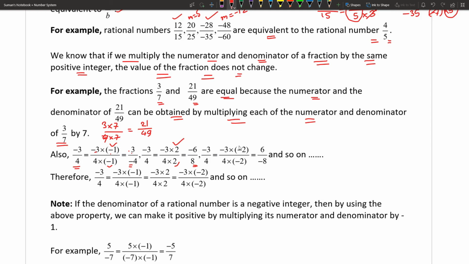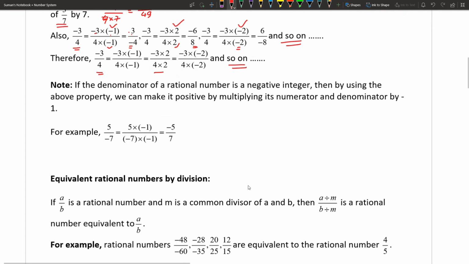Same as, if we multiply both the numerator and denominator by minus 2, we get the equivalent fraction for minus 3 by 4 as 6 by minus 8, and so on. Therefore minus 3 by 4 is equal to minus 3 into minus 1 upon 4 into minus 1, is equal to minus 3 into 2 upon 4 into 2, is equal to minus 3 into minus 2 upon 4 into minus 2, and so on.